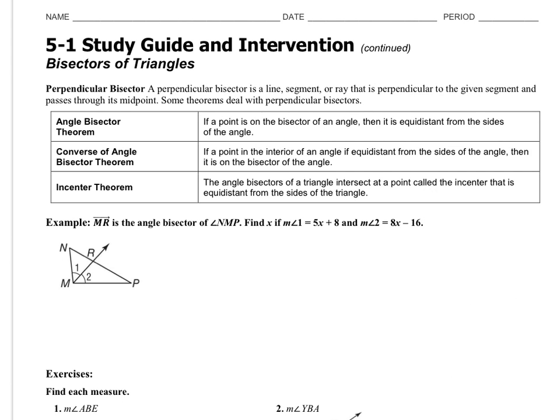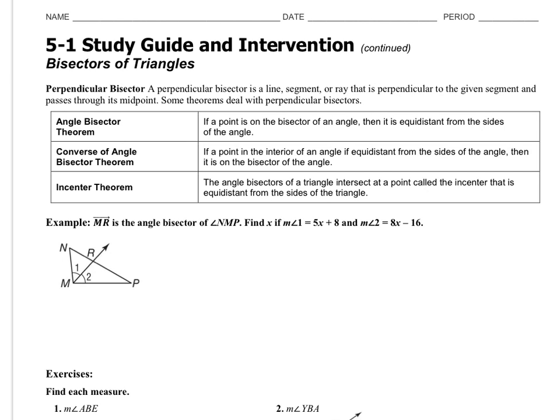The second part of the lesson 5.1 was on angle bisectors. An angle bisector, and I'm not real sure why it repeats this, I think it's just a misprint, but an angle bisector bisects an angle and creates two congruent angles. So the angle bisector theorem, if a point is on the bisector of an angle, then it's equal distance from the sides of the angle. And the converse, if a point is in the interior of the angle and it's equidistant from the sides, then it has to be on the angle bisector.